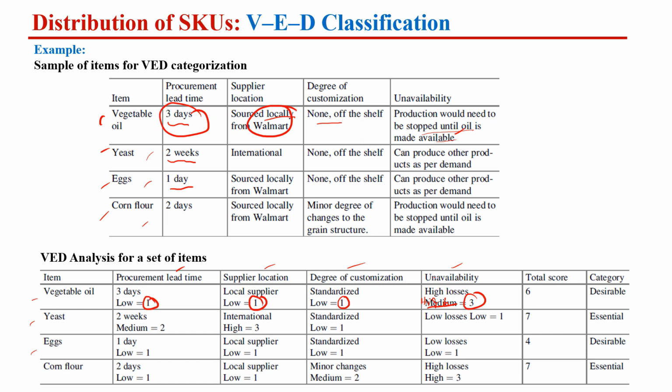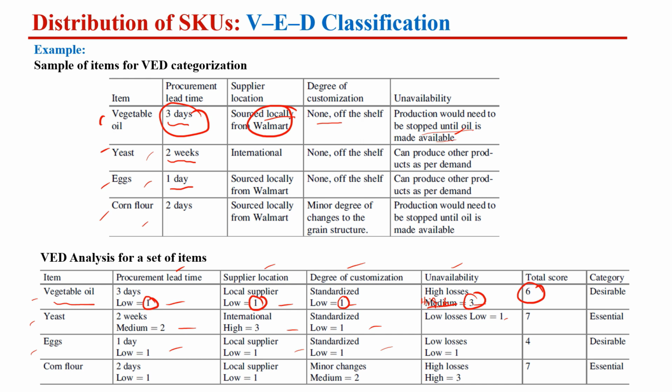So now what we are going to do is calculate the total score of the vegetable oil, which is 1 plus 1 plus 1 plus 3. This is 6. Similarly, for the yeast, we have calculated the score. Similarly, we have calculated the egg.